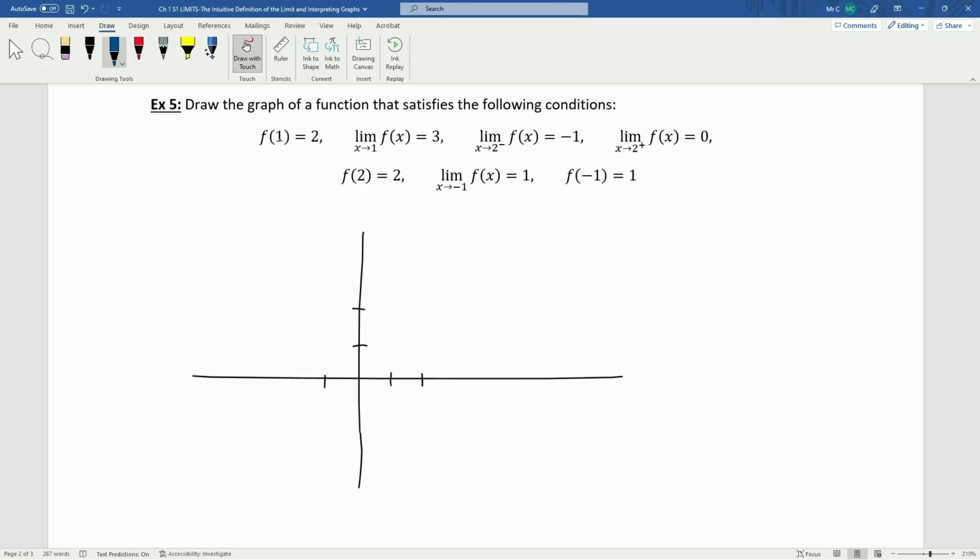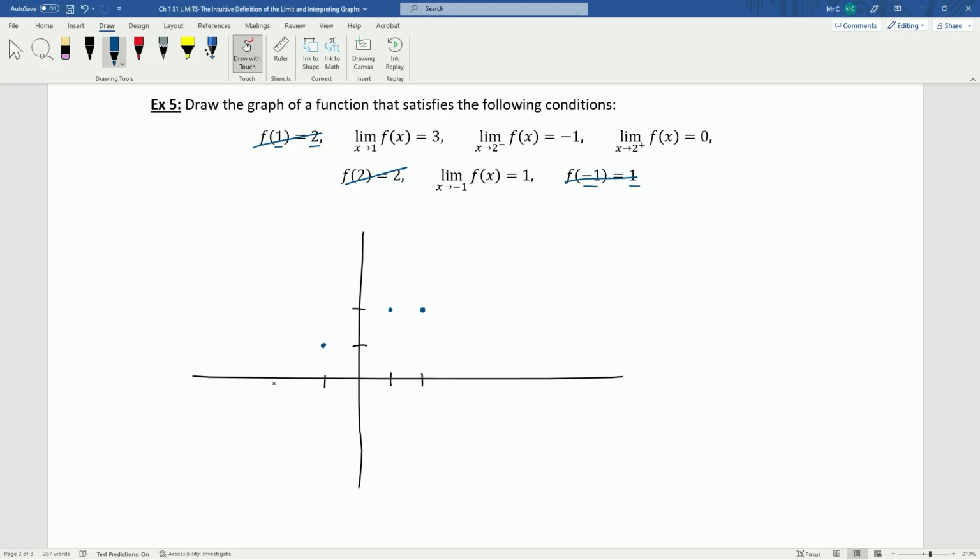F of 1 equals 2. When x is 1, y is 2. So I'll plot that point there and leave it. I don't need to draw anything else for now. Just draw the bare minimum I need to for each feature. Now f of 2 equals 2. So when x is 2, y should also be 2. Okay. F of -1 is 1. So when x is -1, y should be 1.